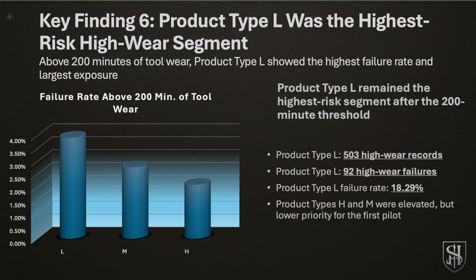Product types H and M should remain under review, but they are lower initial priorities because their high wear failure rates and exposure levels were lower than product type L. The key takeaway from this slide is that product type L should be the first high wear maintenance pilot segment because it combines the highest failure rate above 200 minutes with the largest high wear population.